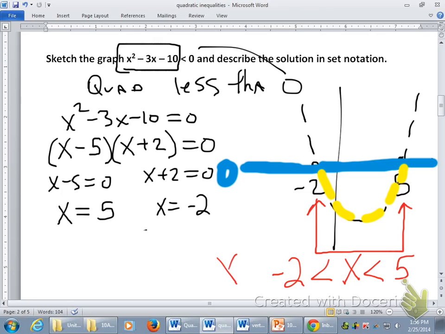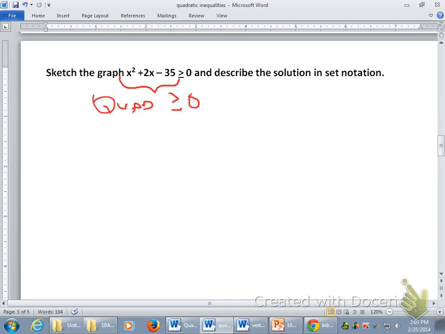Do you remember doing set notation back at the beginning of the year? When is this quadratic bigger than 0? The easiest way to graph this problem would be factoring. I'm not trying to make this hard, guys. How would this factor? Seven and negative 5. Yes, you're welcome. 7 and negative 5.